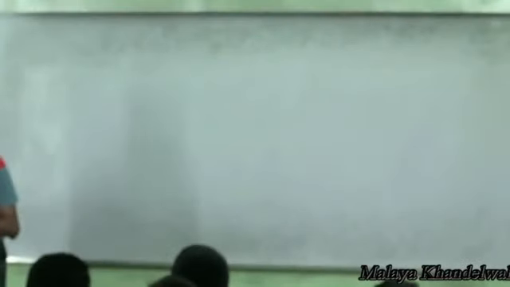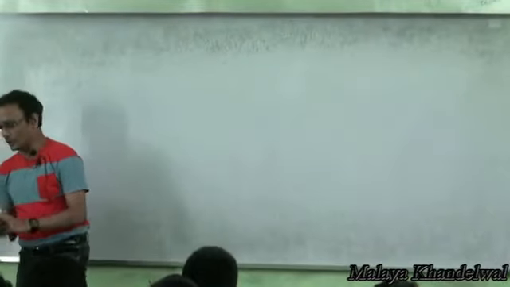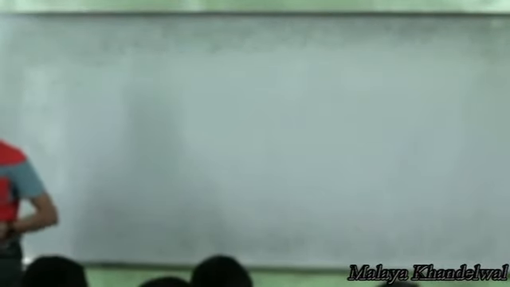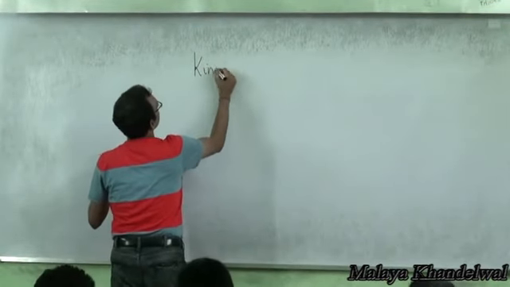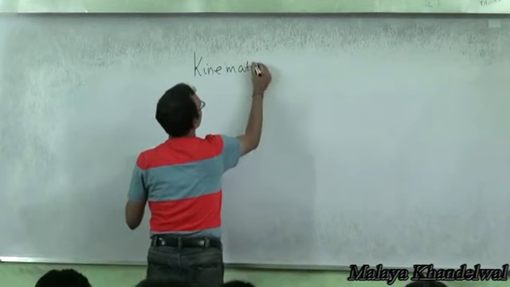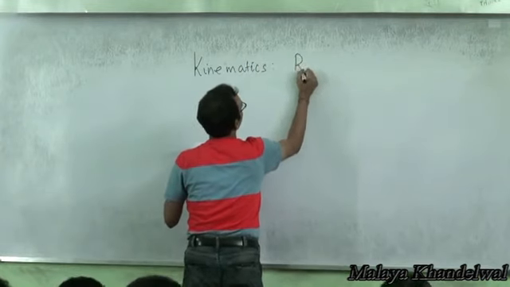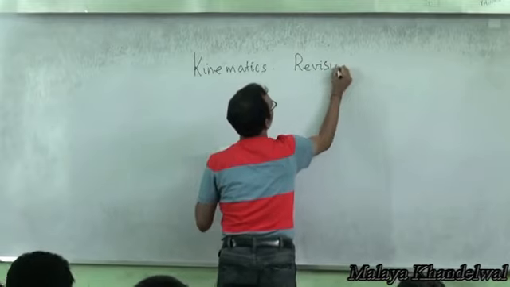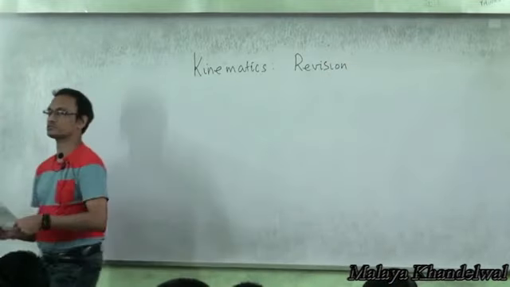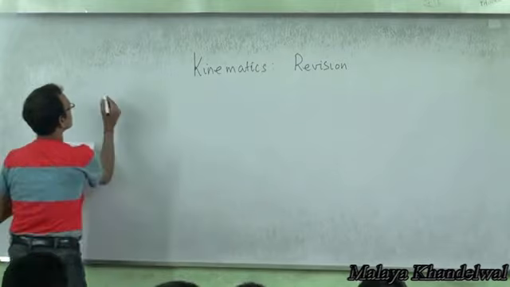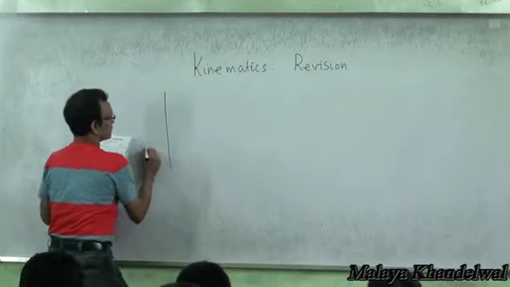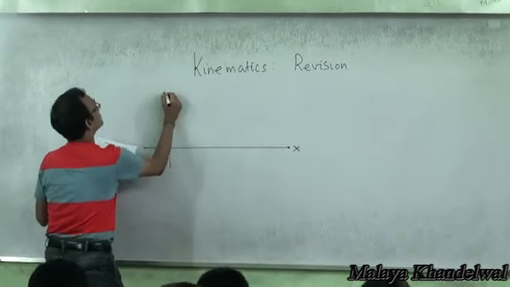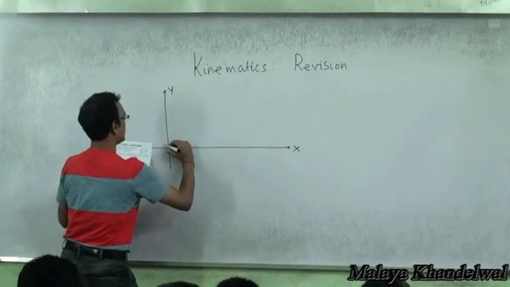This time I expect you would have at least attempted the MCQ portions, right? So let's go ahead and solve these problems. So this is the sheet titled Kinematics Revision. So we have the first problem, modified projectile motion.